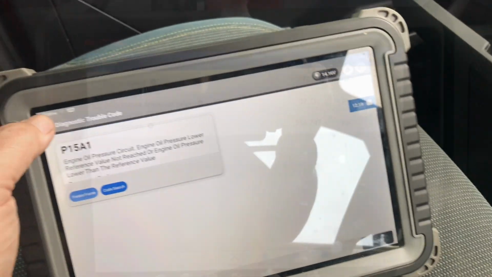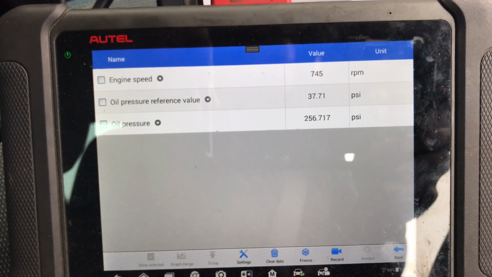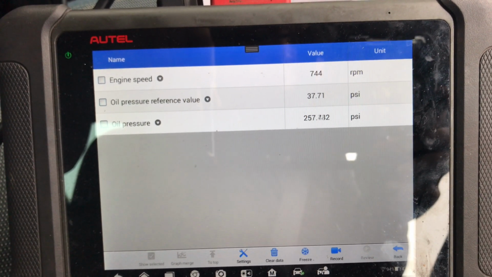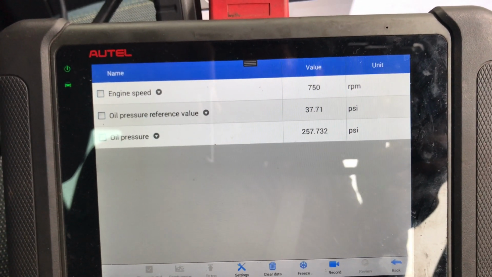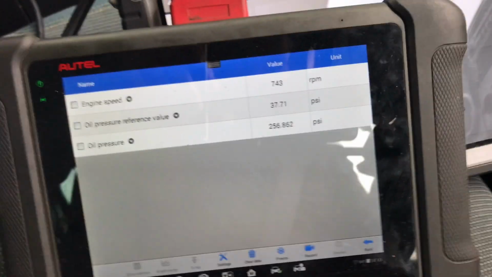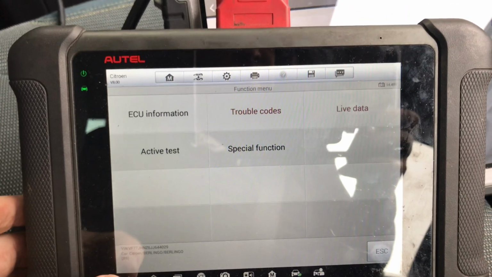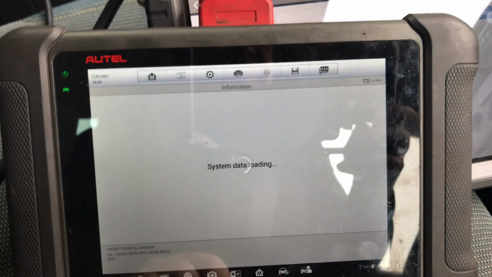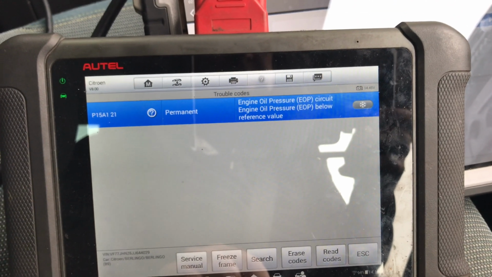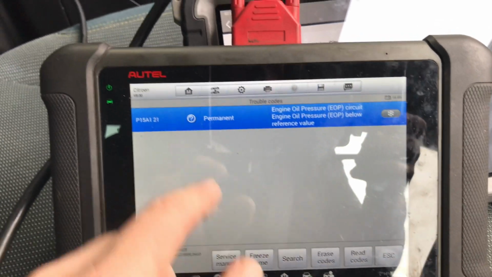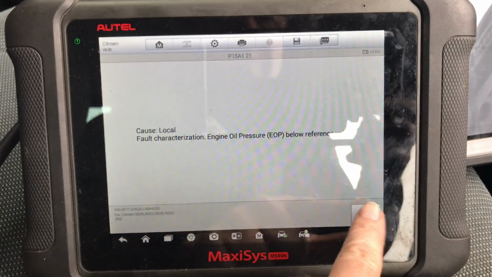So let's try the scan tool on it. Even the scan tool is agreeing that that figure's high. Look, oil pressure 260 psi, and it's looking for 37 psi. And the code definition, trouble codes: engine oil pressure circuit, engine oil pressure below reference value. Well, we believe it's above it. Engine oil pressure below reference value.